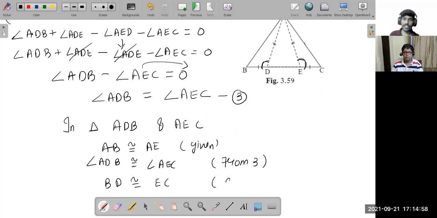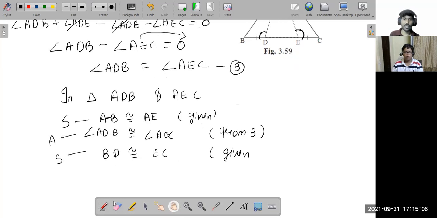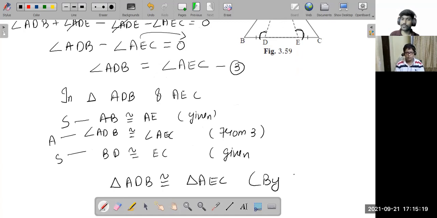This is also given. This we showed side, this we showed angle, and this again we showed side. So now I can say the two triangles, triangle ADB, will be congruent to triangle AEC. By which test? SAS. SAS test of congruency.